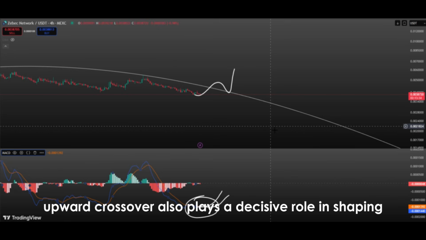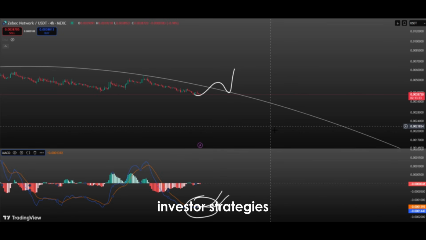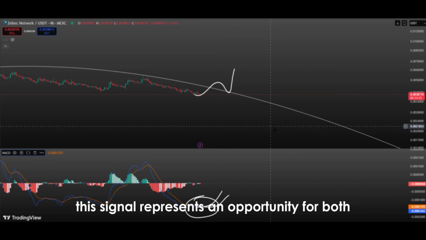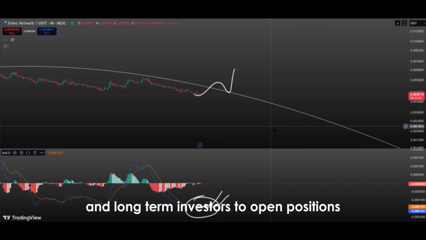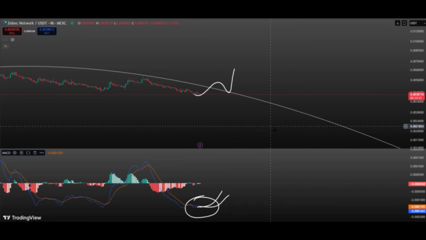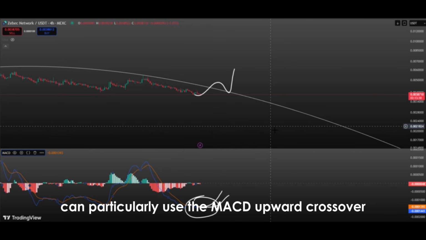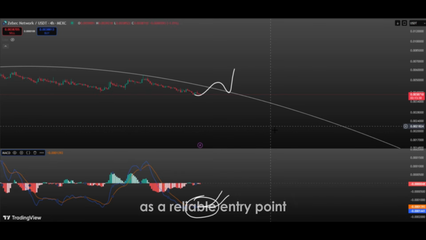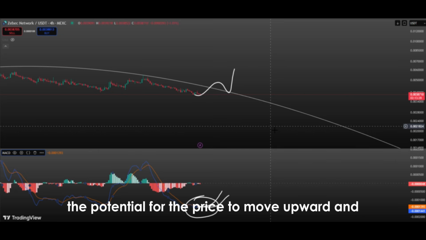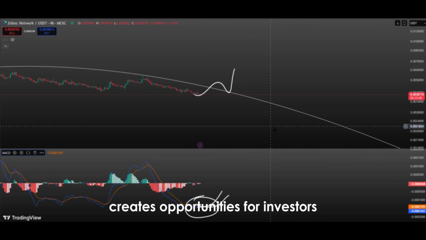The MACD upward crossover also plays a decisive role in shaping investor strategies. This signal represents an opportunity for both short-term traders and long-term investors to open positions or strengthen existing ones. Trend-following investors can particularly use the MACD upward crossover as a reliable entry point. This increases the potential for the price to move upward and creates opportunities for investors.